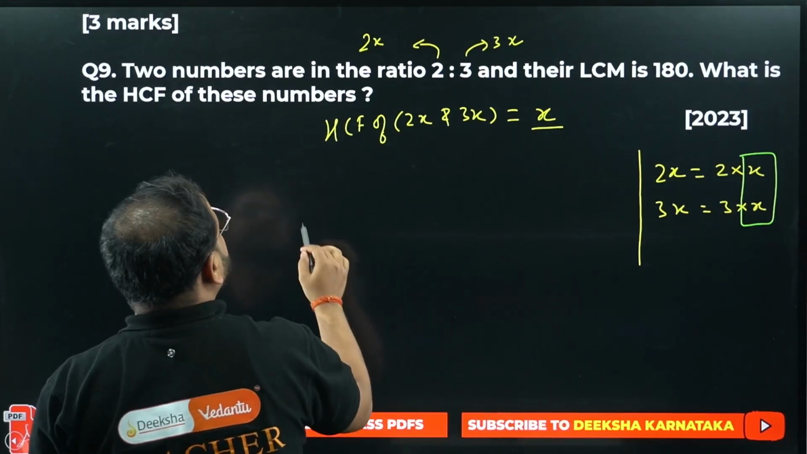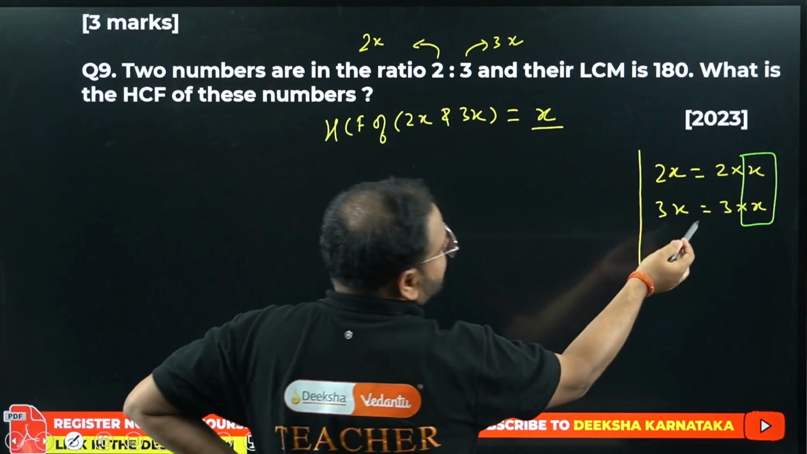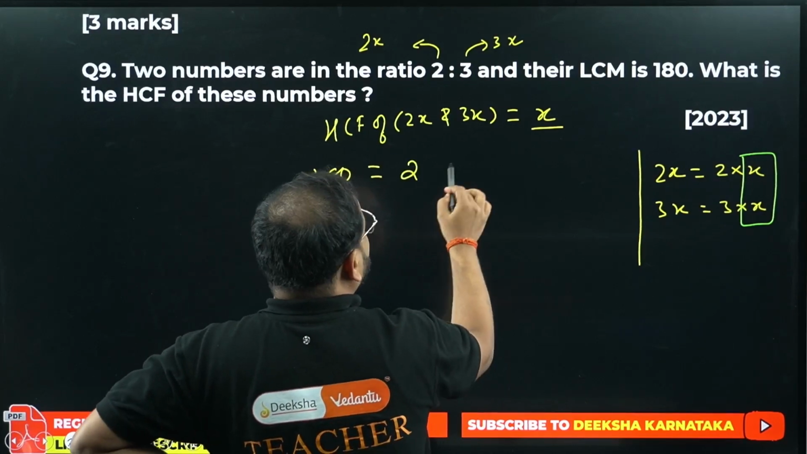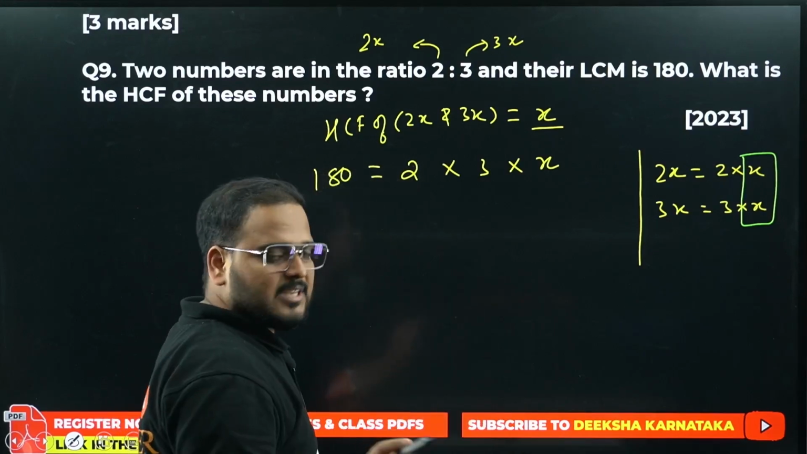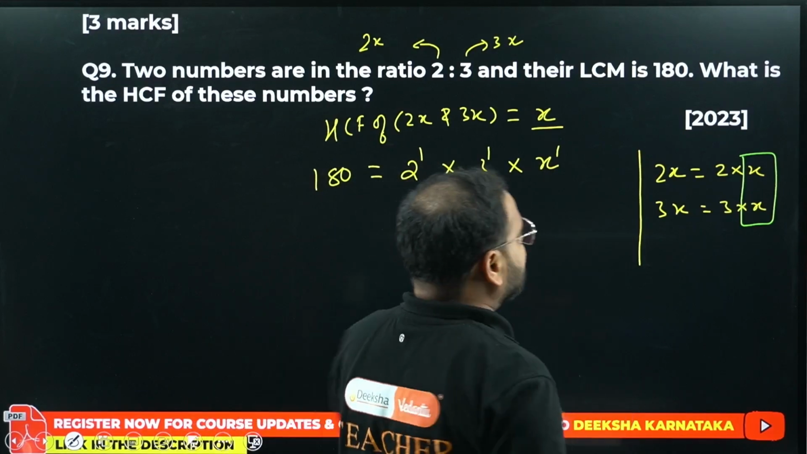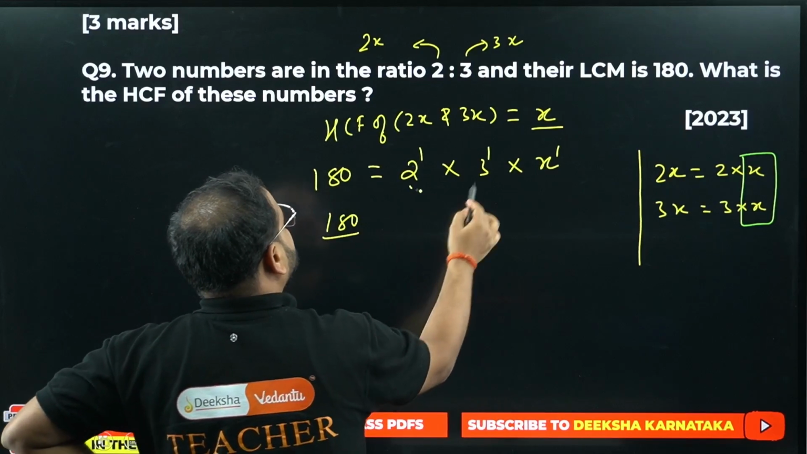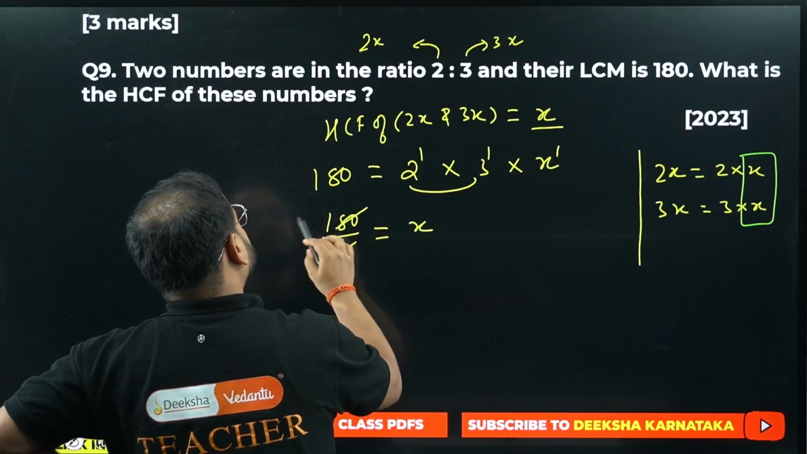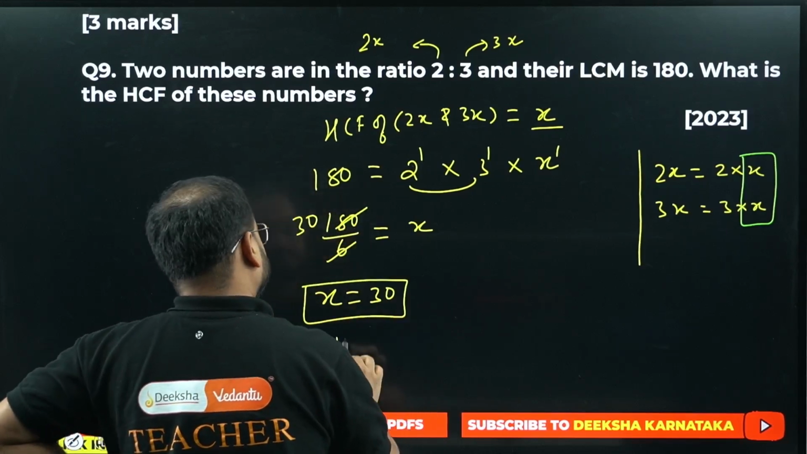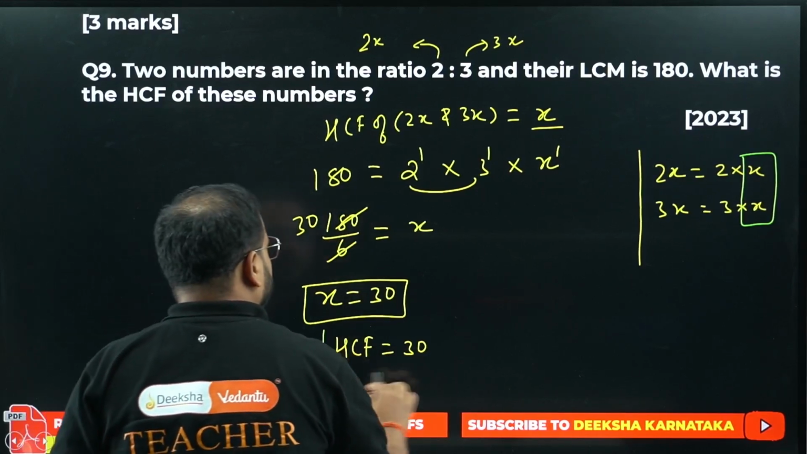Okay, now LCM. What is LCM? All the factors multiplied, with the highest power. So 180 is equal to all the factors 2, 3 and x. For 2 I have 1, for 3 I have 1, for x also I have 1, don't write 2, because at both the places the highest power is 1 only. So all the factors with highest power. 2 times 3 is 6, so 180 equals 6 times x. 6 30s are 180, so what is the x value, bacha? X value is 30. So what is the HCF? 30. This is my final answer.